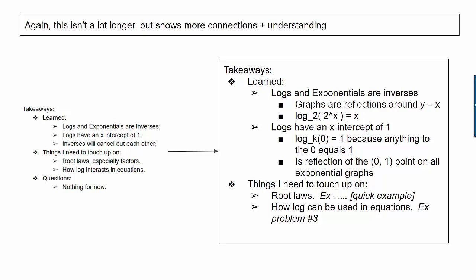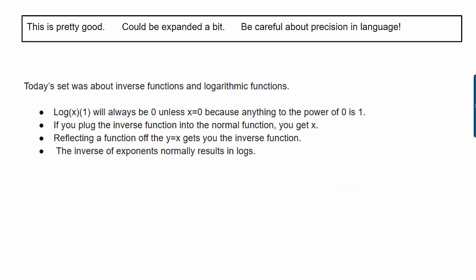So the single line item, "logs have an x-intercept of 1": give an example, or say why, or say how that connects to exponential graphs. For things that you need to touch up on, like root laws, that's good, but I think it would be good to be a little bit more specific than just saying root laws. So you could say, for example, problem 3b, or for example, this kind of thing. Just give it a little bit more specificity.